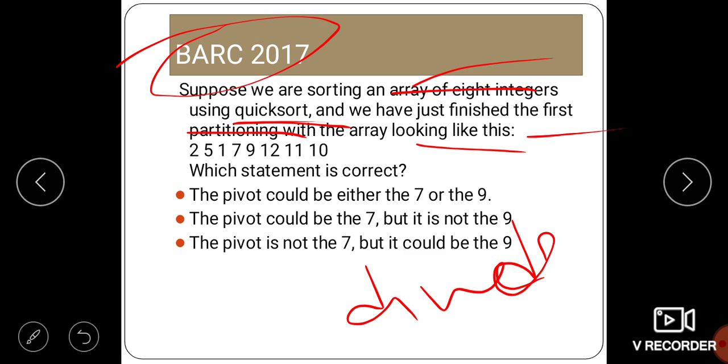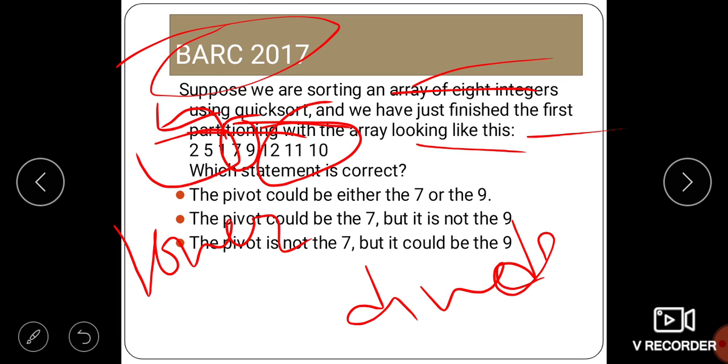Here you can see that on the left side of 7 and 9, all are lower values, and after 7 and 9, all are higher values. For this reason the pivot could be either 7 or 9, so option A is correct. In this way you can solve this kind of problem.